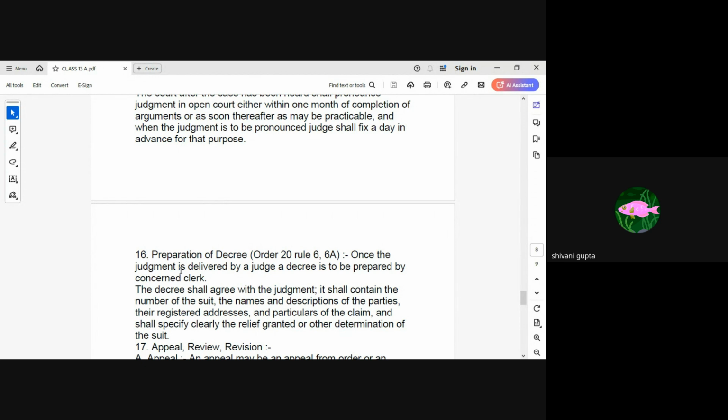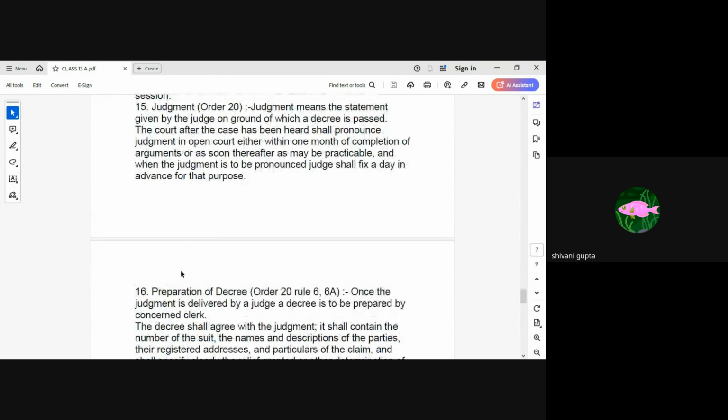Now if any kind of relief is being granted, then the court has heard everything and shall pronounce the judgment in open court within a month of the completion of the hearing. And the judgment is, according to the court, how the litigation has been disposed of in the following way. Next, the decree and the preparation of the decree.